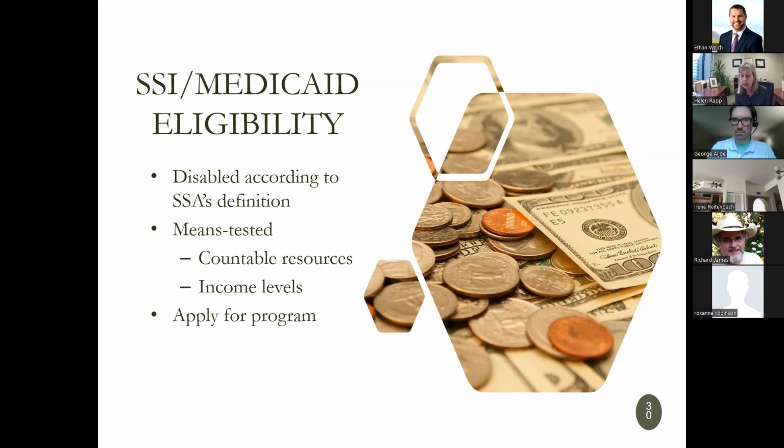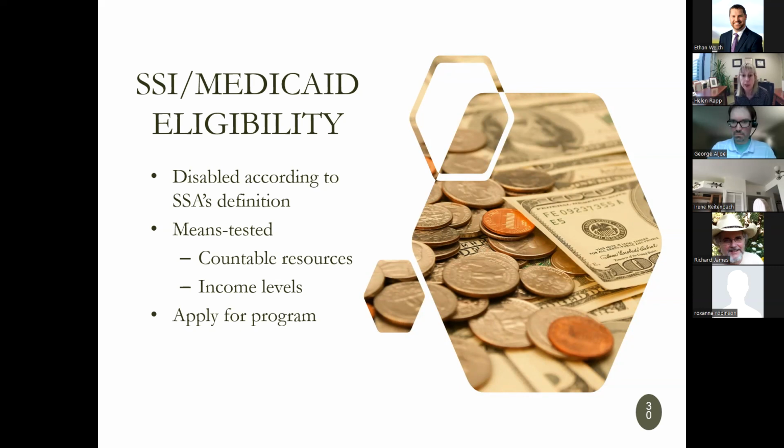Now, SSI is intended to pay for food and shelter. If you are receiving help with food and shelter because somebody else is paying your rent or your mortgage payment or your utilities, or they're buying your groceries, Social Security is going to ding you and reduce how much SSI you're going to get. We'll talk a little bit later about what the formula is and how they do that.